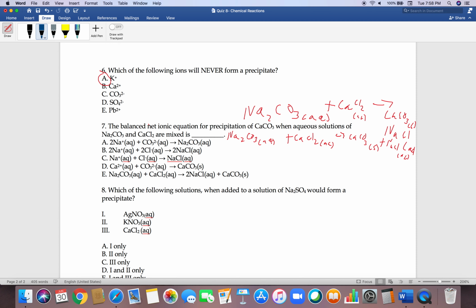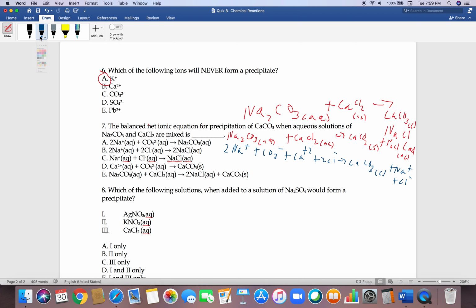Let's write the balanced total ionic equation. So separate the aqueous substances into ions. So this is an aqueous substance, so we can say we have 2 sodium ions plus a carbonate ion plus a calcium ion plus 2 chloride ions, and we get the solid calcium carbonate. Solids don't break apart in solution. And we get sodium ions and chloride ions, because remember, sodium chloride is aqueous.